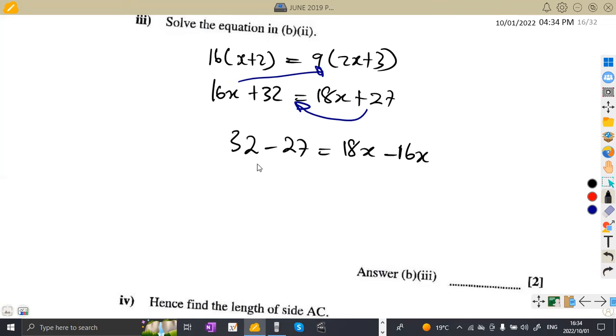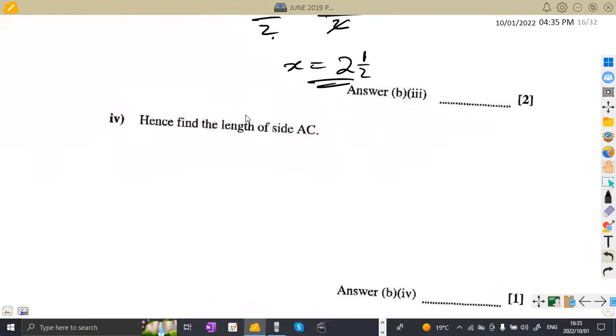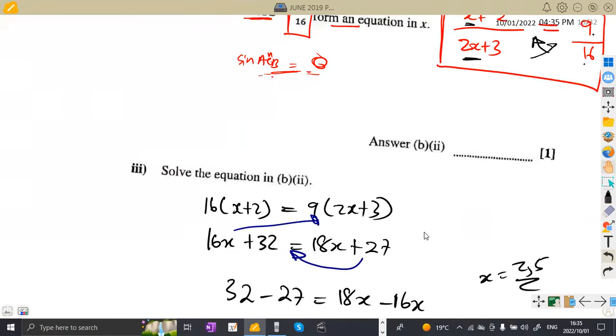So 32 minus 27 is going to be 5, if I'm not mistaken. 5 is equal to 2x. So divide by 2 to find x. x is going to be 5 over 2, or 2 into 5 is 2, remainder 1 over 2. So our x is going to be 2.5. That is to solve for x, 2.5, whatever you're going to have there. Okay, then hence find the length of side AC. So what are we simply doing? We are simply taking the side AC. What was the length of AC?